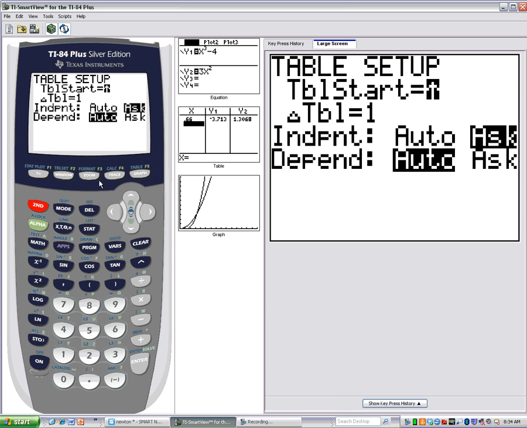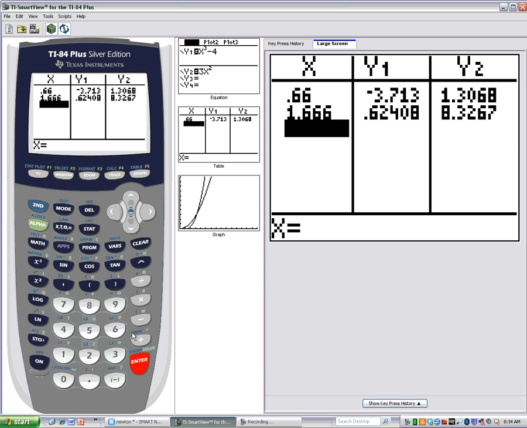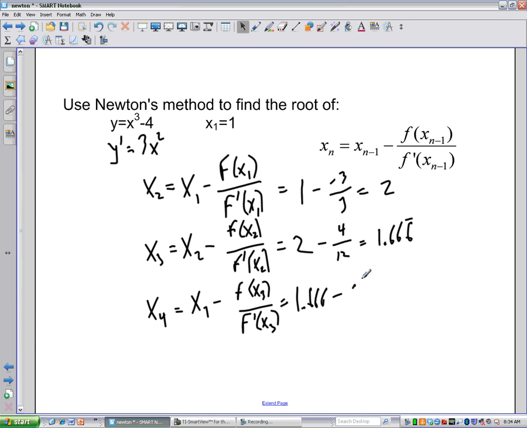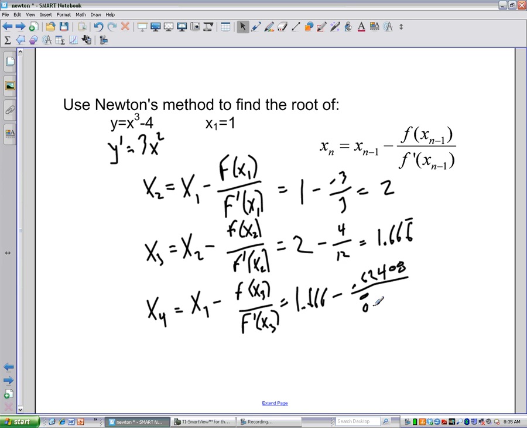Okay. So when I go to the table, what's the number we want? We wanted 1.666, so 1.6666. Come on. It's delayed today. Okay, I hit enter, and it tells me that my function value is 0.624, and the other one is 8.32. So let's get back to there, see if I can remember. 0.62408, I think it was, over 8.3267.